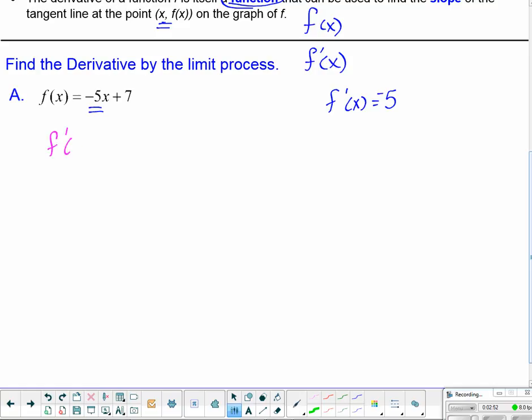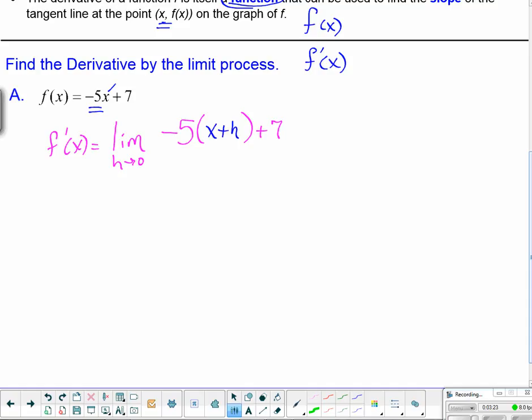f prime of x is equal to the limit as h goes to 0 of f of x, I'm sorry, it's f of x plus h. So I'm going to take -5 and I'm going to plug in everywhere I saw an x up in this function, an x plus h. So replacing it with x plus h and completing the rest of that function, which was to add 7.